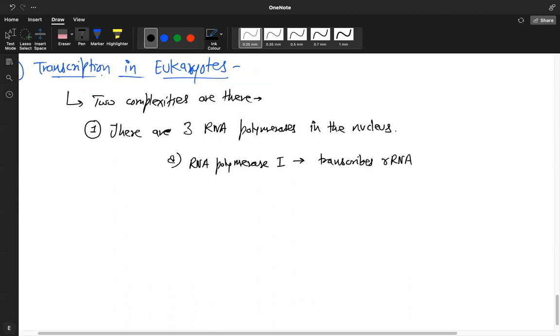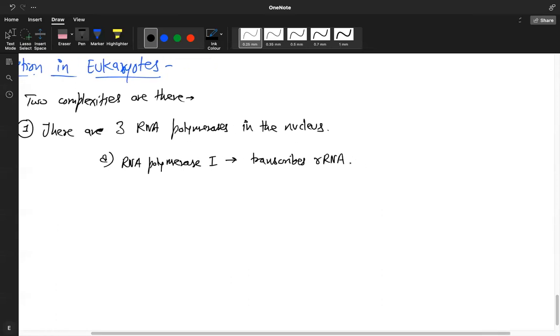rRNA. And you know that rRNA are of different S units, 28S, 18S, 5.8S, etc., right?